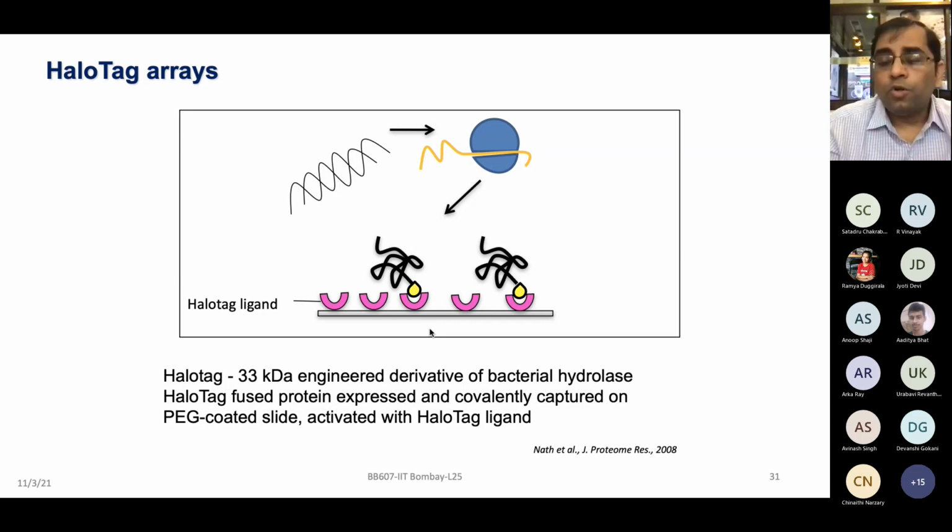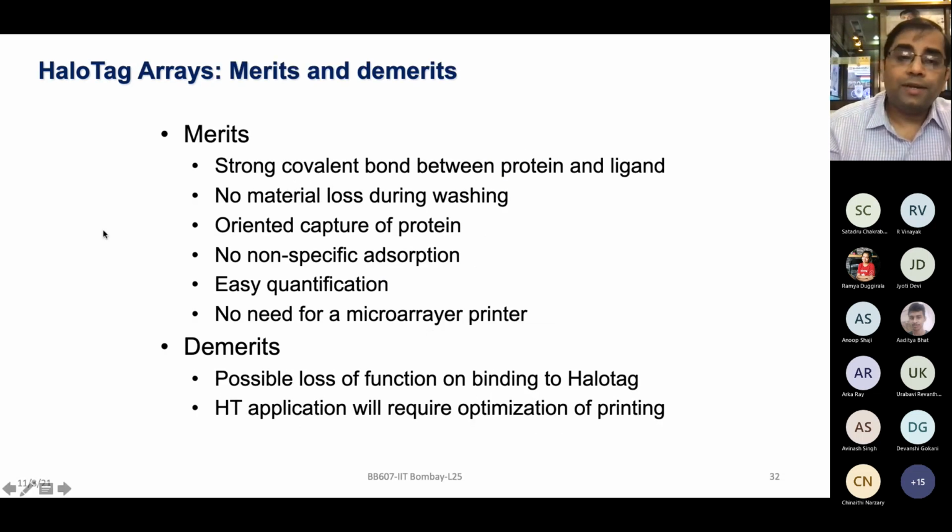many steps are involved. A lot of washing goes on. At the end, drying goes on. So during all these processes, if the binding is not very strong, you may lose a lot of signal from the arrays. And therefore, you would like to have this kind of strong interactions. So major merit of this particular array approach was to have the strong covalent bonding between the protein and ligands.